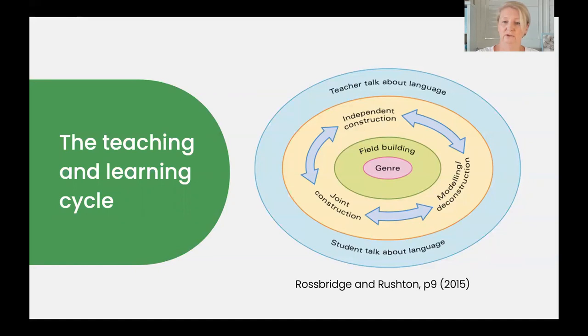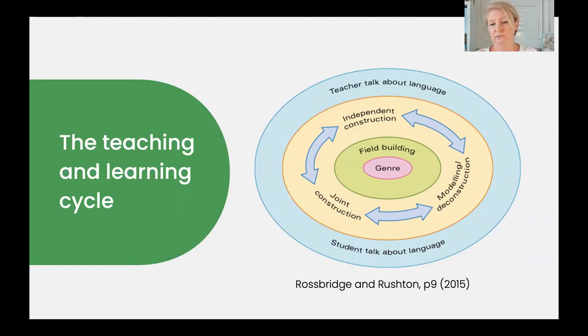So when looking at independent writing, you can see that's right up the top there in that yellowish band. Independent construction or independent writing doesn't just have to be writing in terms of written text. It might involve multimodal visual text as well. Prior to moving into independence, hopefully we've had some joint construction, maybe once, but maybe multiple times, depending on the needs of the students.